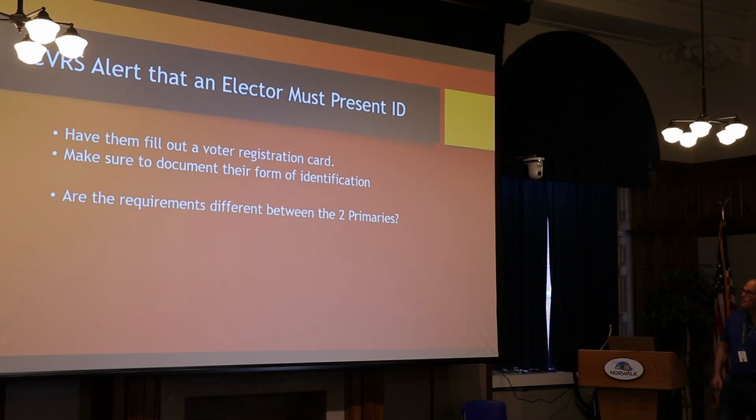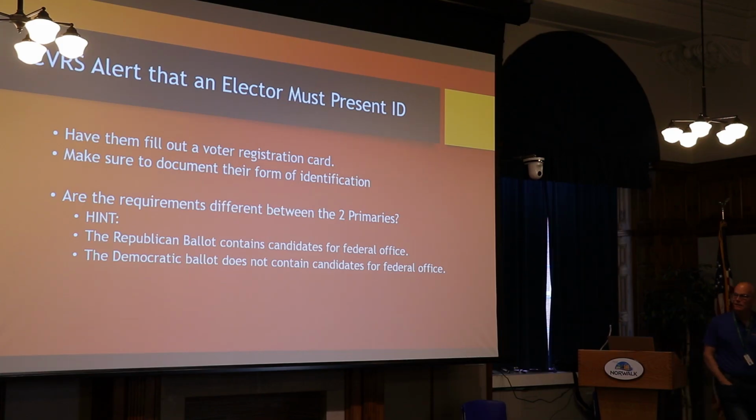Okay, so what did we have last time, a couple hundred out of 50,000 voters? Yeah, there's not many, and for this election, there's like single digits of people with asterisks next to the name. So we have them fill out a new voter registration card. We document their form of identification, and now for the bonus question for all the assistant registrars in the room: are the requirements different when you're filling out a registration card between the two parties, the two primaries?